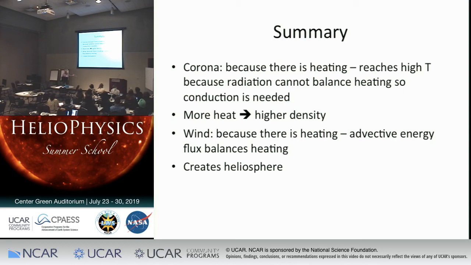The solar wind is essentially a product of the same process, except because the plasma can expand into space, it doesn't need to radiate. It doesn't need the density to be high enough to radiate. Therefore, it just carries the heat out away from the sun. And we have a constant advection of energy away from the sun because we have a constant source of heat at the sun. That's what creates the solar wind.